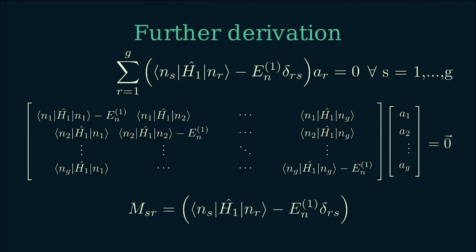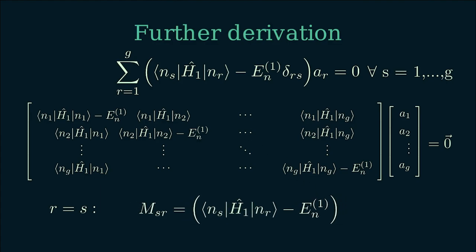Let's look at two different scenarios. First, let's see what happens when R equals S. Then the delta function is just equal to 1, and we get the following expression for all the entries where the row number S is equal to the column number R. In effect, this is the expression for the entries along the main diagonal.